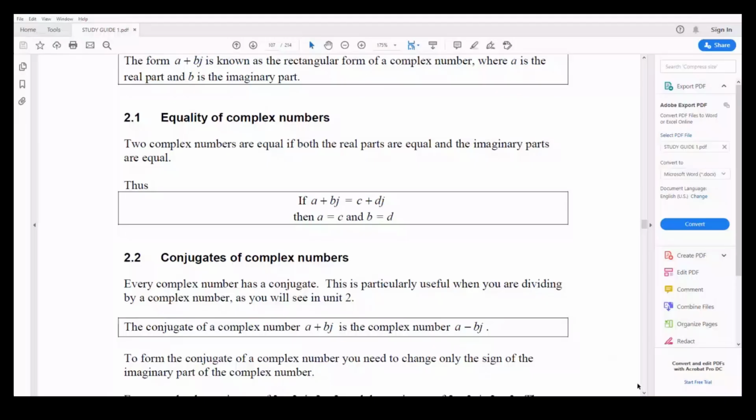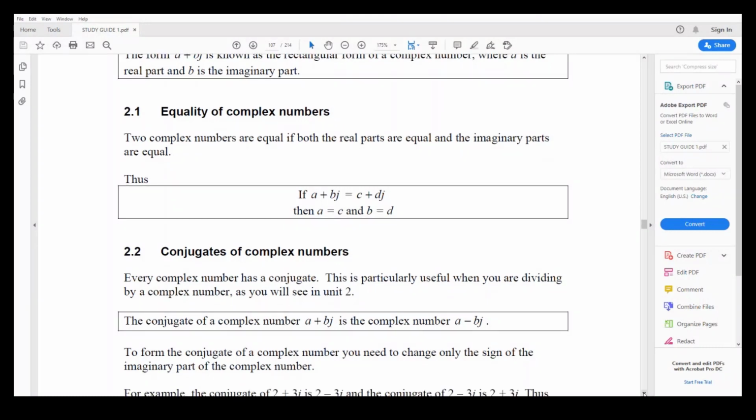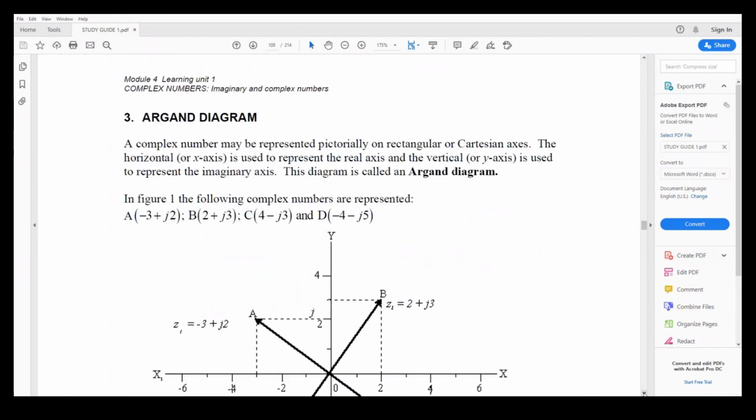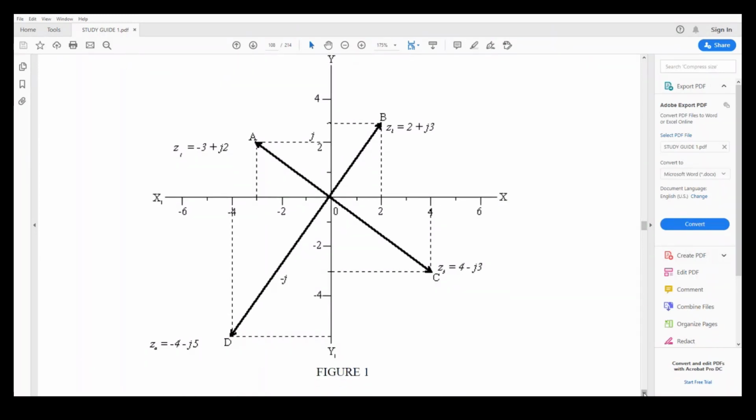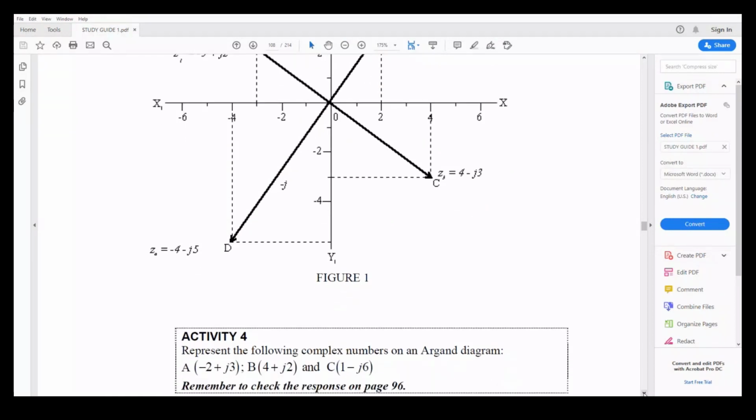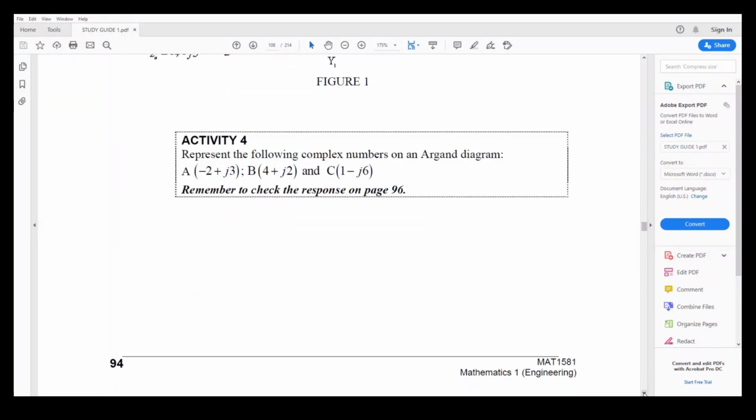After this exercise, if you understand what I did, let me just go to that activity 4. So there's what I drew for you. And like I said, I don't like the arrow nature of it. It suggests something of a vector nature, which is not the case. It's just a complex number. With activity 4, if you guys can see the learning guide 1, figure 1 there, page 94, they say represent the following complex numbers on an Argand diagram. You can see there A, that point A is minus 2 plus 3j.